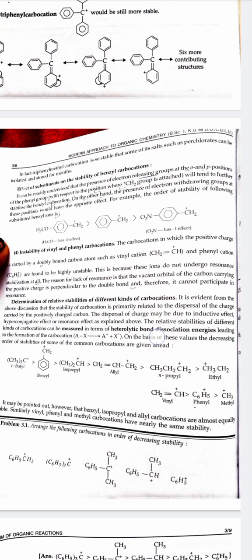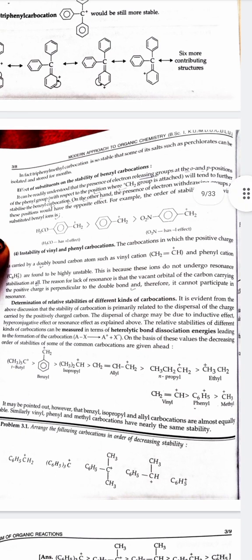Determination of relative stabilization of different kinds of carbocations. It is evident from the above discussion that the stability of carbocation is primarily related to the dispersal of the charge carried by positively charged carbon. The dispersal of charge may be due to inductive effect, hyperconjugation effect or resonance effect as explained above.